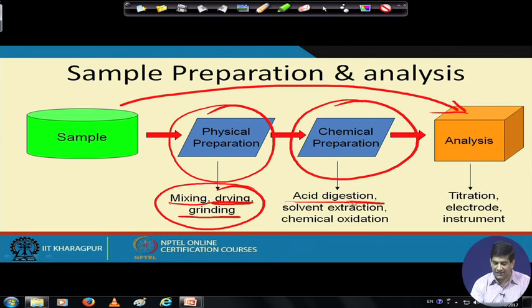For that, we need to do some sort of acid digestion, because at very low pH, heavy metals will dissolve. So in terms of chemical preparation, we have this acid digestion that we have to do. Then there is something called solvent extraction. Certain things are present, but they have to be extracted, especially the organic compounds.